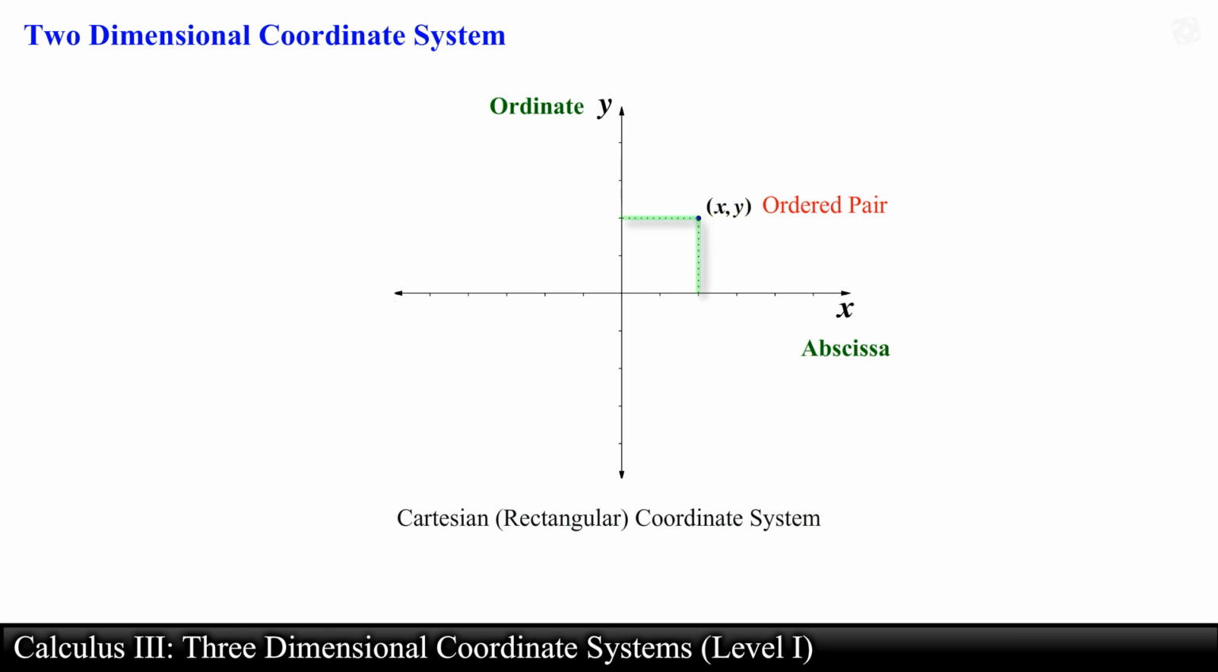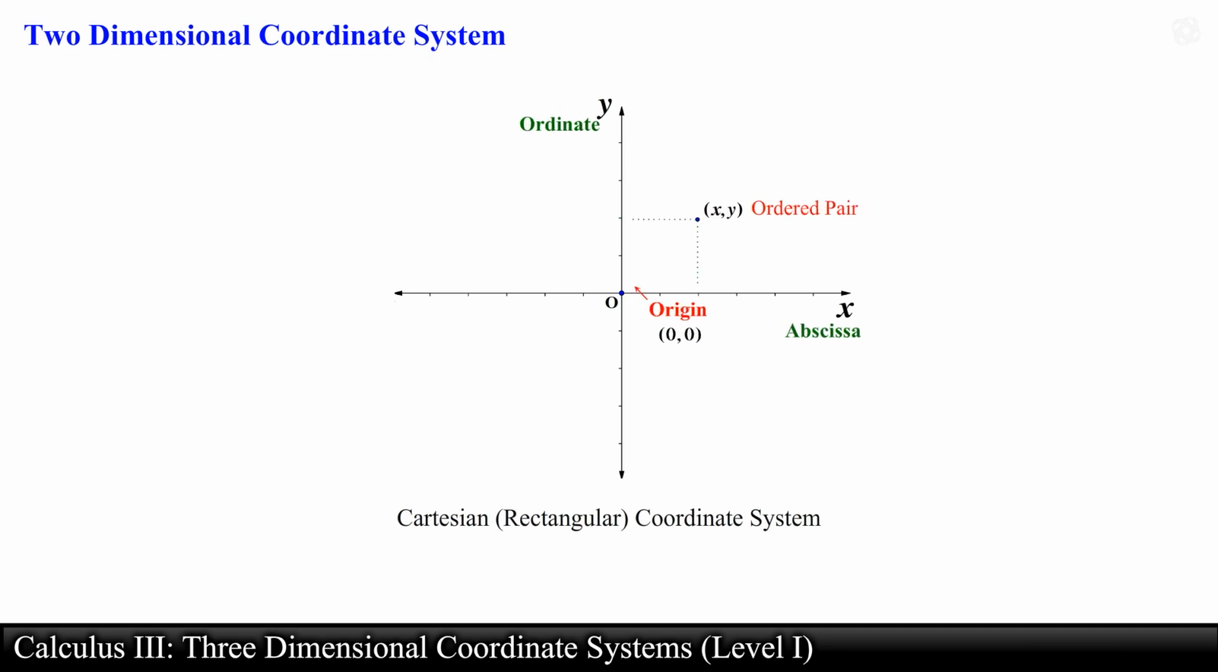Notice that a point is measured relative to a common center, where the two number lines intersect. This common point of intersection is called the origin, and is usually labeled by using the letter O. The ordered pair that describes this point is written as follows, (0, 0).